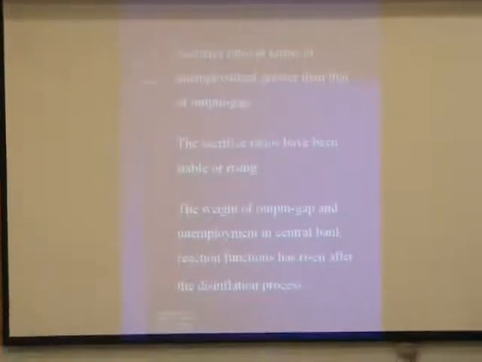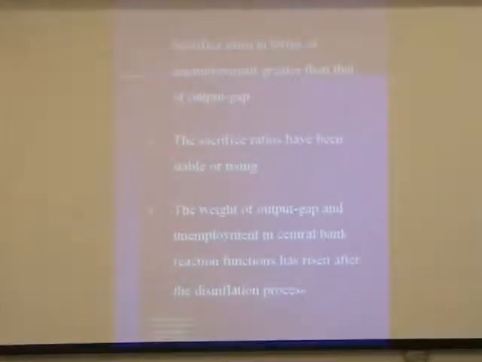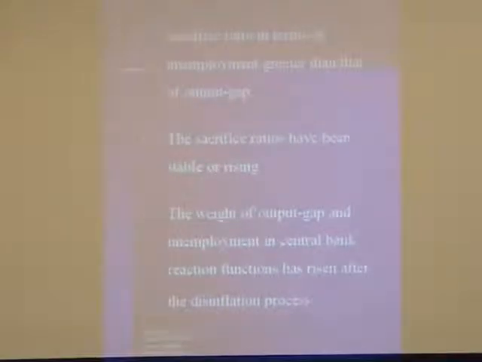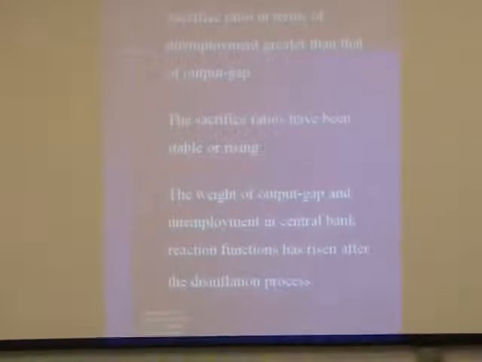So in terms of the results, if you measure things in unemployment gaps, we get a higher sacrifice ratio than with output gaps. This is because of the distinction between the two empirical variables that have changed. They're stable or maybe a little bit rising throughout this period. And the weight of the output gap and unemployment in the central bank reaction functions, using this panel, has actually increased following the disinflation, which is the data that is discussed in the paper.